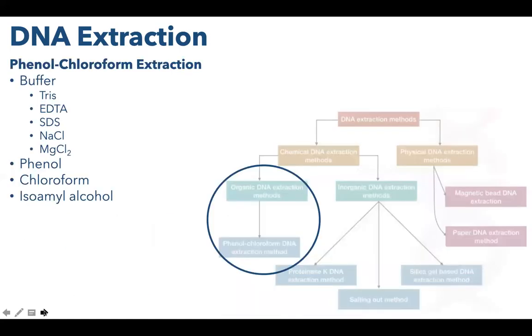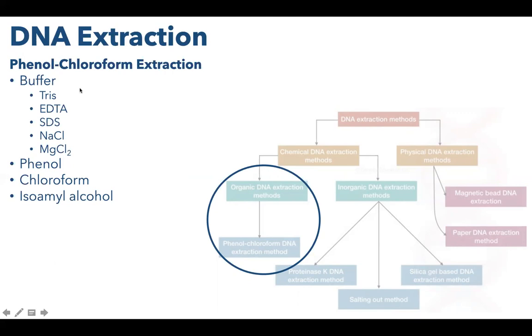First, let's go to the phenol-chloroform extraction method. The major components used in this extraction method are the buffer, phenol, chloroform, and isoamyl alcohol. Of course, the function of the buffer is to maintain the pH of the solution so that your DNA will not denature.